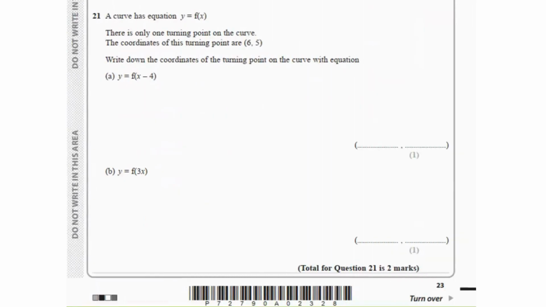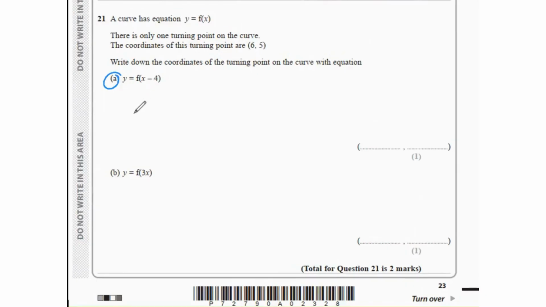Then it says a curve has equation y equals f of x. There's only one turning point on the curve. The coordinates of this turning point are 6, 5. Write down the coordinates of the turning point on the curve with the equation. So now this is pretty much the same as the previous question, but part A is different. Now, they're subtracting something directly from x. So if you're subtracting something directly from x, you will move the graph towards the right-hand side.